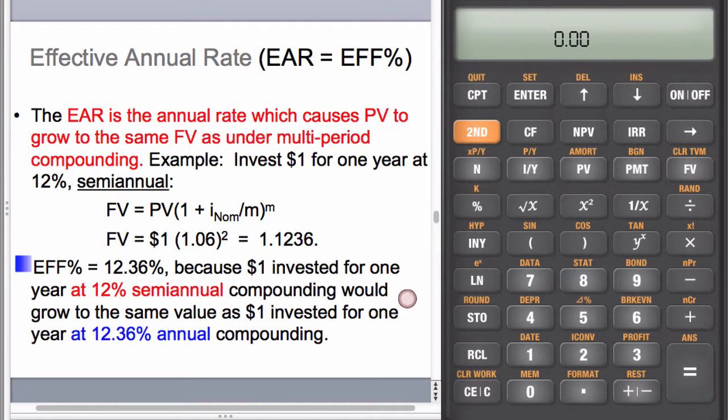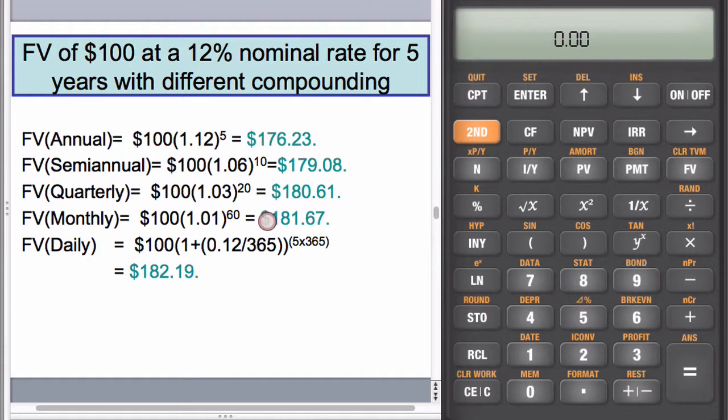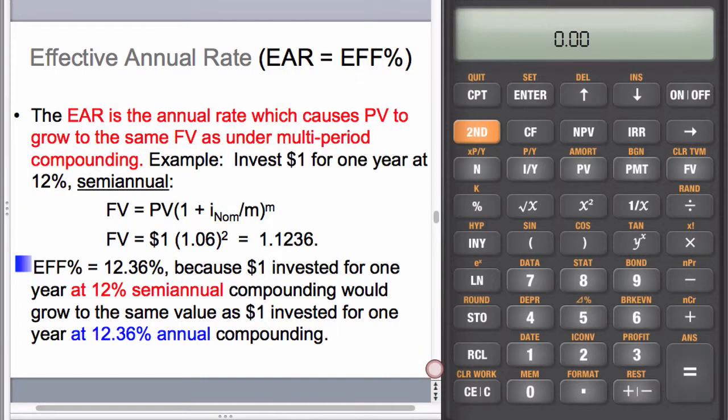So I'm continuing on with this topic. In case you're wondering, I'll show you how to do this in a very quick and efficient way using your financial calculator. So basically, the effective annual rate is the rate which causes the present value to grow to the same future value as under multi-period compounding. So with the 12% semi-annual, the future value factor is 1.1236. You take the 1 out, so that's 12.36%. So the effective rate is 12.36%.